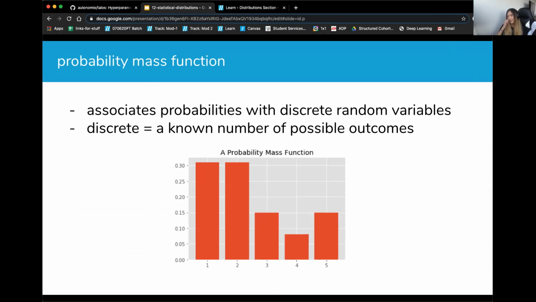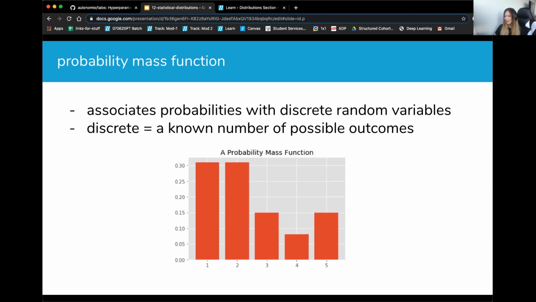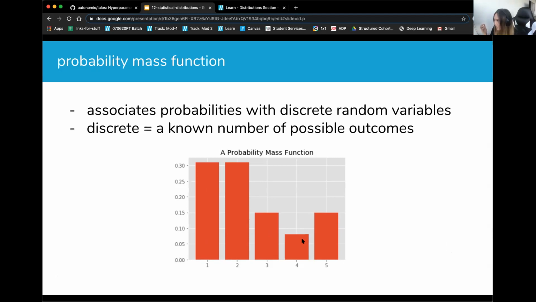Here's a PMF that I just took off the labs, and we can maybe make up an example for what this is. So maybe you have a weighted 5-sided die. A weighted die is basically one where each side does not have an equal probability of showing up. In this weighted 5-sided die, you have a 0.31 probability of getting a 1 and a 2, a 0.15 probability of getting a 3 and a 5, and a 0.08 of rolling a 4. And this probability mass function just shows you the probability of getting each outcome.